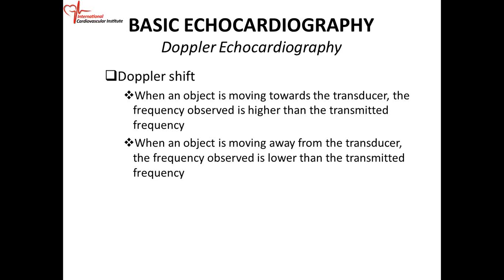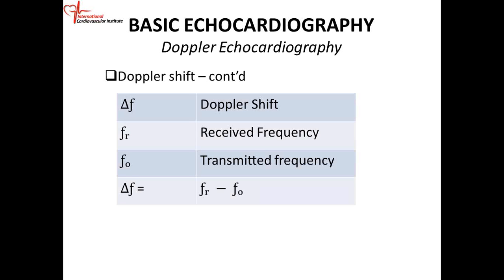So that envelope is going to give you a spectral display. You're going to get a spectral display above the baseline if the blood is moving towards the transducer. If the blood is moving away from the transducer, it's going to give you a spectral display below the baseline. So those are principles that you have to get. All right.